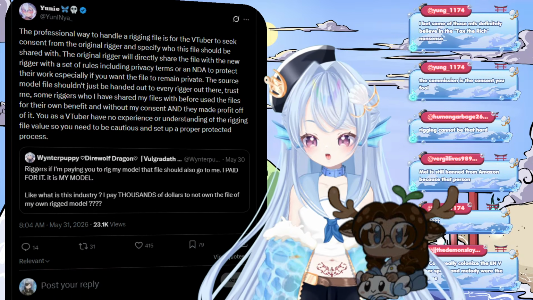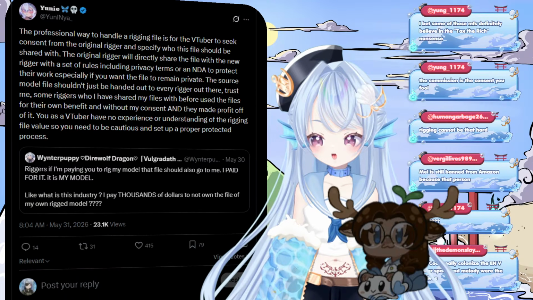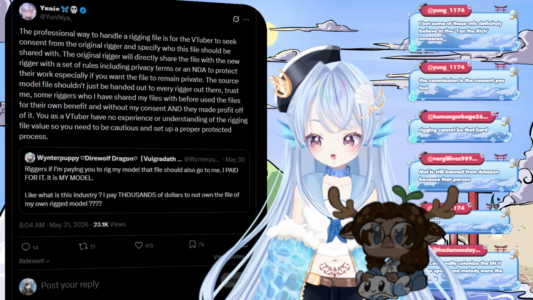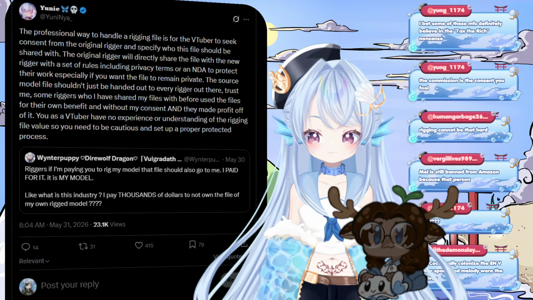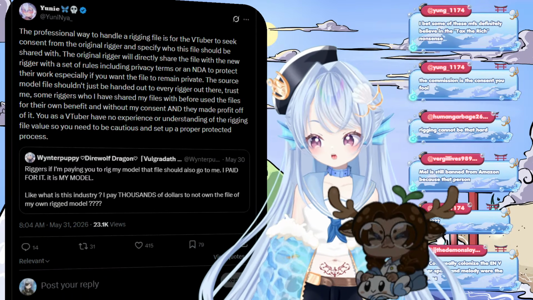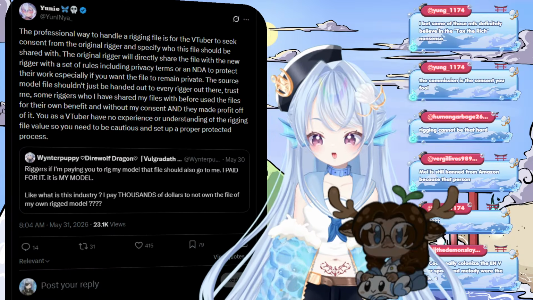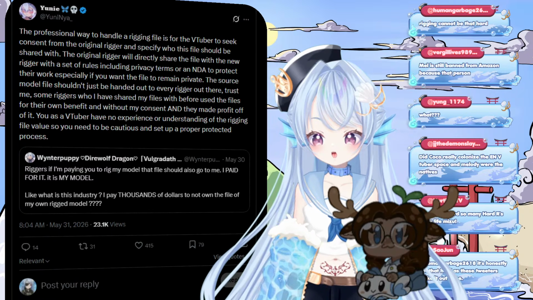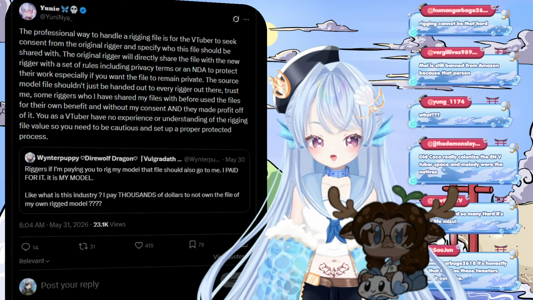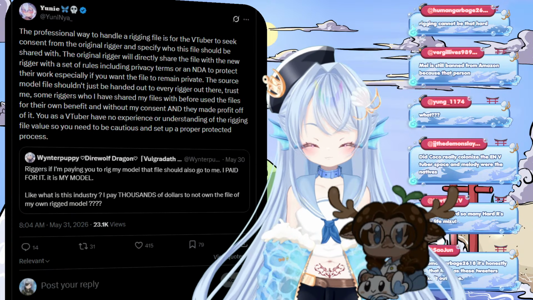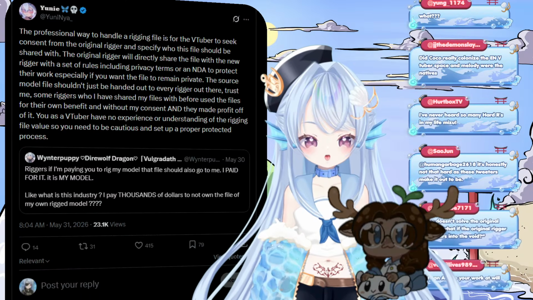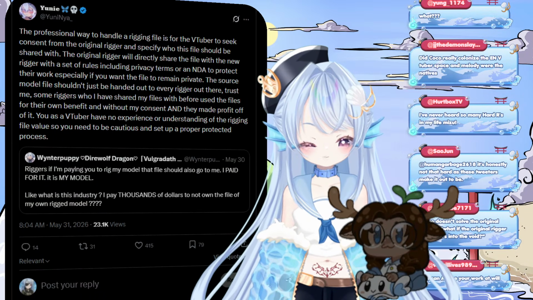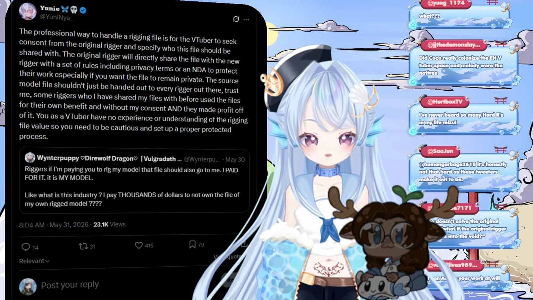The source model file shouldn't just be handed out to every rigger out there. Trust me. Some riggers who I have shared my files with before use the files for their own benefit and without my consent, and they made profit off of it. You as a VTuber have no experience or understanding of the rigging file value, so you need to be cautious and set up a proper protected process. Counterpoint. First off, every VTuber learns from other VTubers because we're all public, right? Our content is necessarily public, so yes, we do learn from each other.